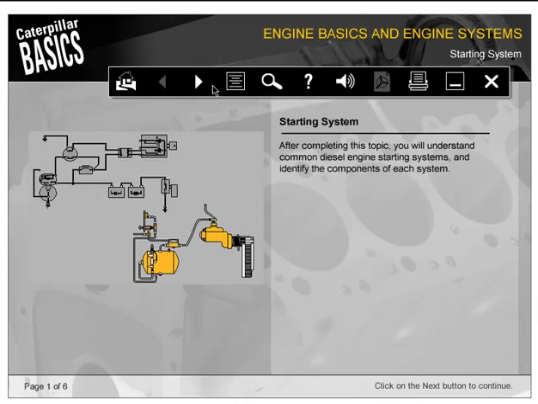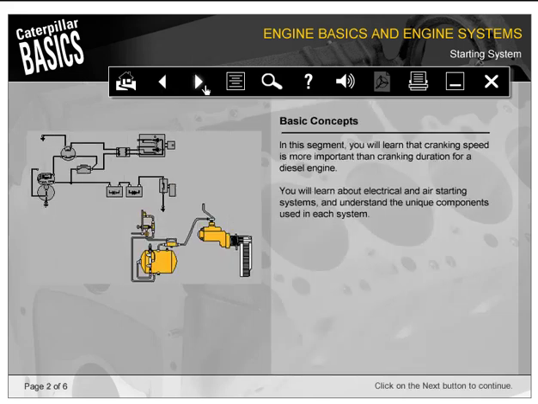After completing this topic, you'll understand common diesel engine starting systems and identify the components of each system. In this segment, you'll learn that cranking speed is more important than cranking duration for a diesel engine. You'll learn about electrical and air starting systems and understand the unique components used in each system.